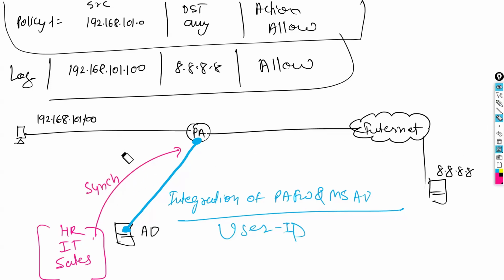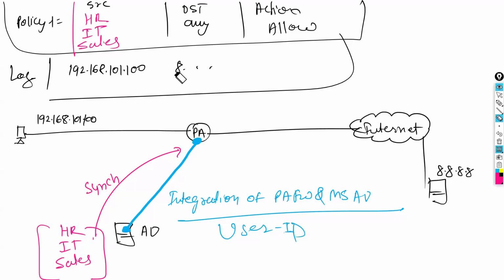Those groups will be synced with Palo Alto. Now, what we will get here in policy, we can define, not like IP. We will define what if HR group will come, if IT group will come, or sales group will come. If they go to internet, they should be allowed. Now, what will happen here?